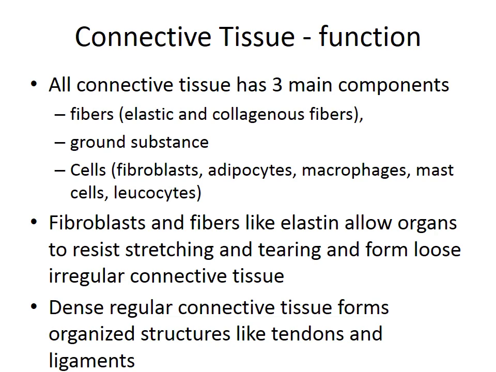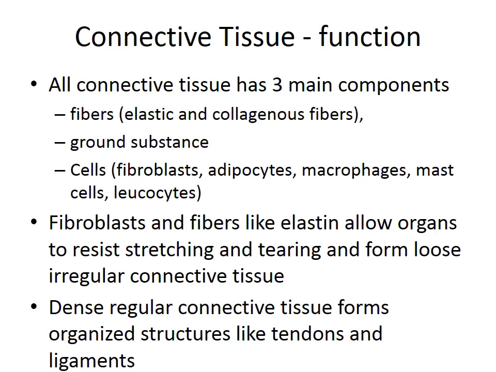What is the function of connective tissue? All connective tissue has three main components. It can be either fibrous, elastic or more collagenous, or it can be called ground substance, which means it's kind of amorphous and we can't really tell what it is. Or it could actually have the form of a cell, like a fibroblast or a macrophage or a leukocyte or an adipocyte, or it actually has a real definite defined shape, not like ground substance.